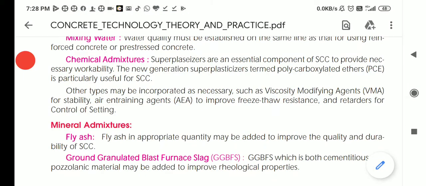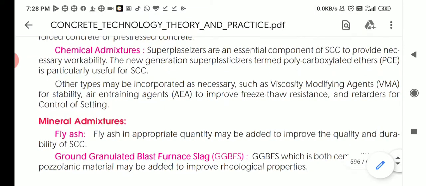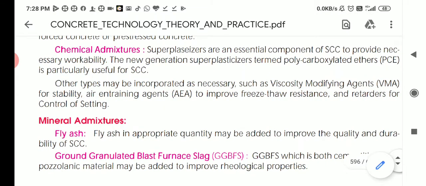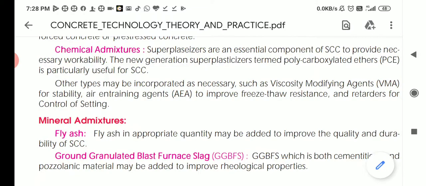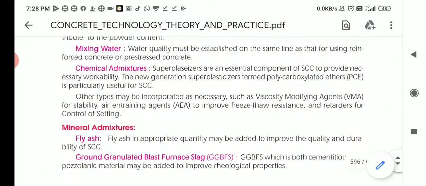The new generation super plasticizer, termed polycarboxylated ether, that is PCE, is particularly used for SCC. Remember that the super plasticizer used for this concrete is polycarboxylated ethers, that is PCE, used in SCC.